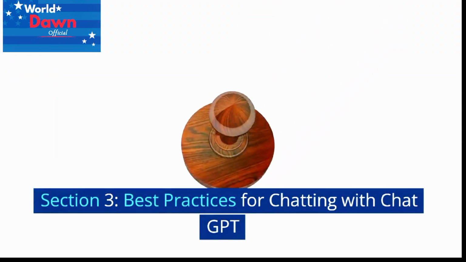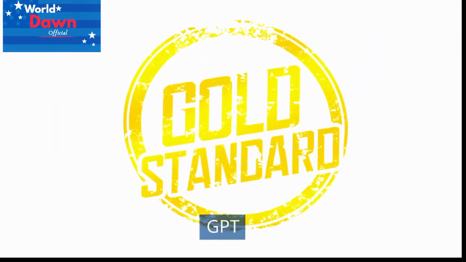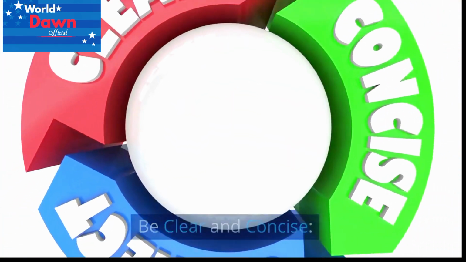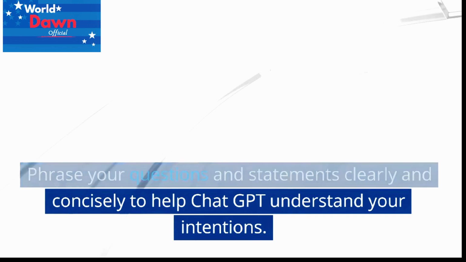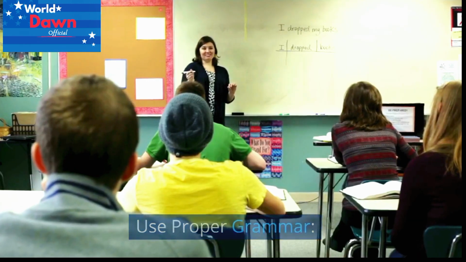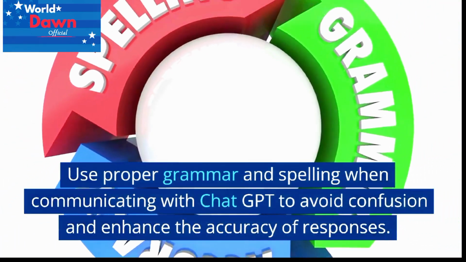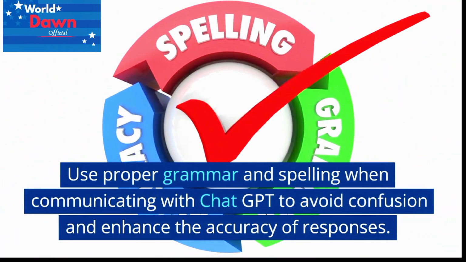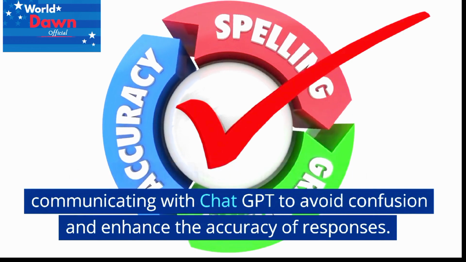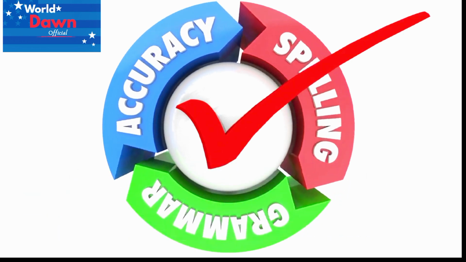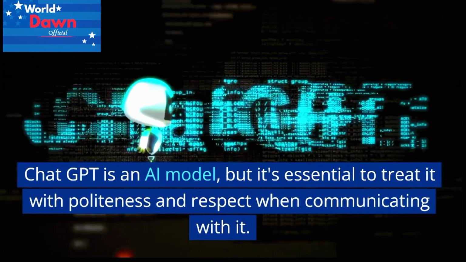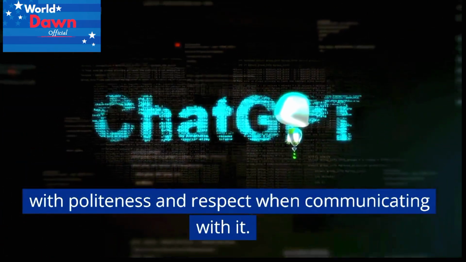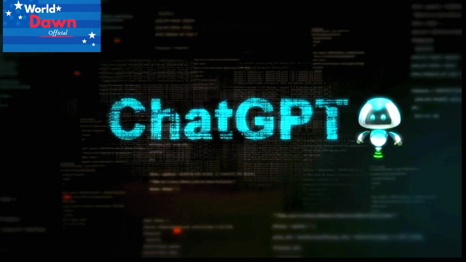Section 3. Best practices for chatting with Chat GPT. Be clear and concise. Phrase your questions and statements clearly and concisely to help Chat GPT understand your intentions. Use proper grammar. Use proper grammar and spelling when communicating with Chat GPT to avoid confusion and enhance the accuracy of responses. Be polite and respectful. Chat GPT is an AI model, but it's essential to treat it with politeness and respect when communicating with it.